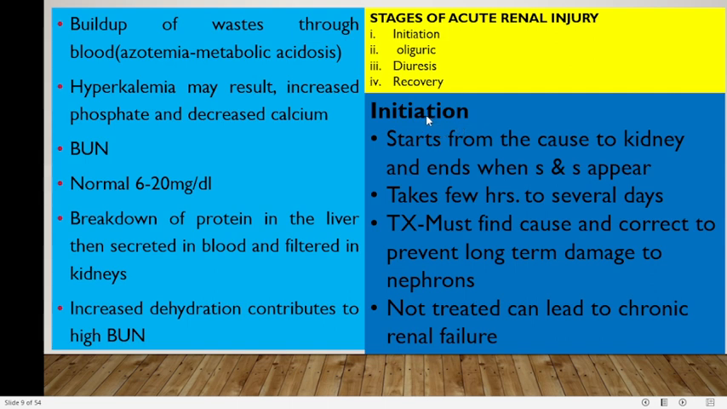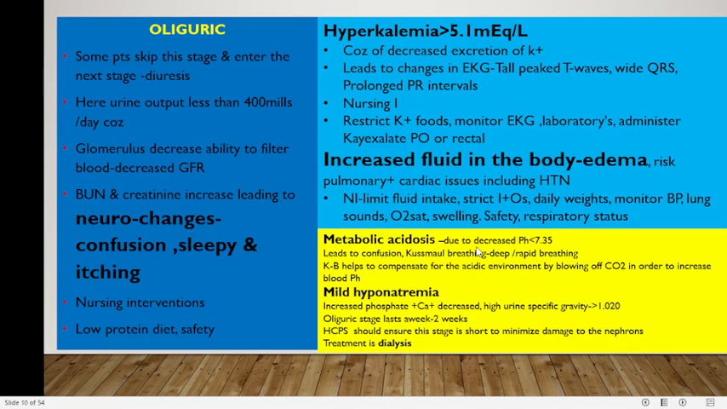Initiation, right from the word, initiate is to start, okay? So we're saying it starts from the cause to the kidney, and ends when the signs and symptoms appear. In terms of time duration, it normally takes a few hours to several days. So for treatment, you must find the cause. You must correct it to prevent long-term damage to the nephron, because failure to correct this can result in chronic renal failure.